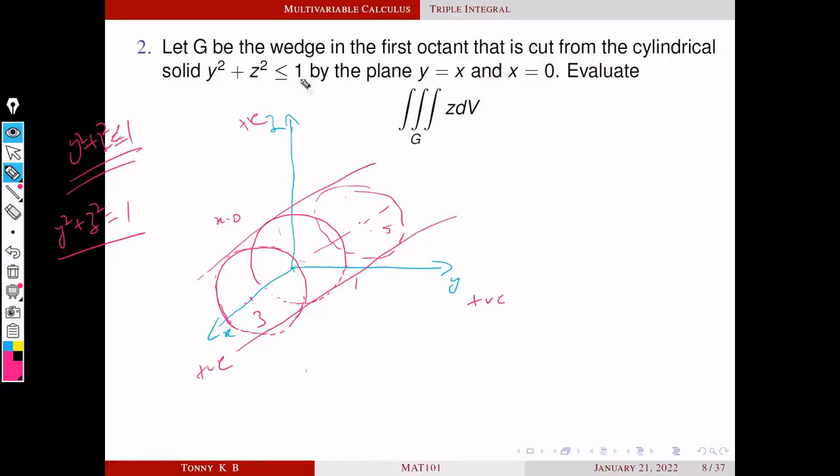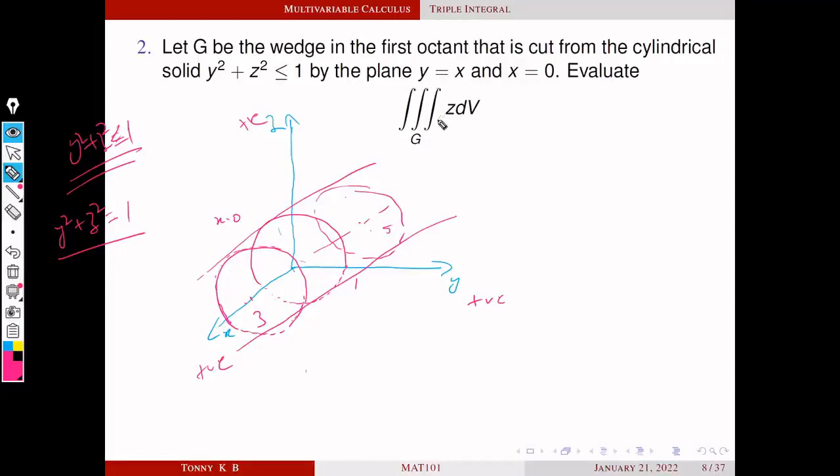That's why this is called a cylinder. And since this is less than or equal to 1, it contains interior points also, so it is the solid cylinder. This is the equation of the cylindrical solid. Next we have to cut this cylinder. We consider only the first octant: this is the positive x-axis, this is the positive y-axis, this is the positive z-axis, so only that portion of the first octant.